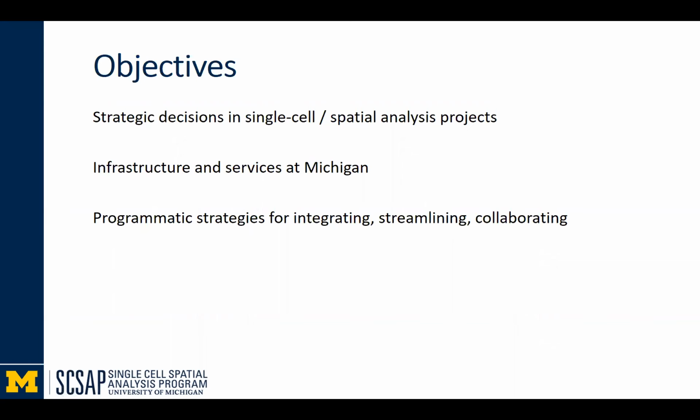To use that then as a way of thinking about where the resources, infrastructure and services exist at the University of Michigan. And then along the way to give you some sense of our programmatic strategies for integrating, streamlining, and fostering collaborations between these multiple technologies and units.